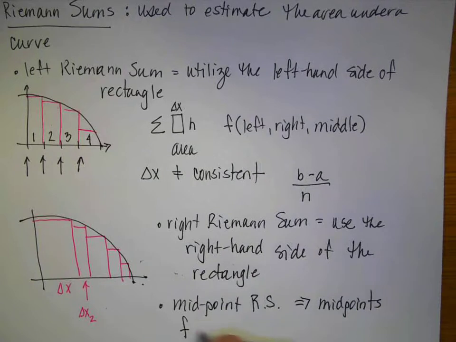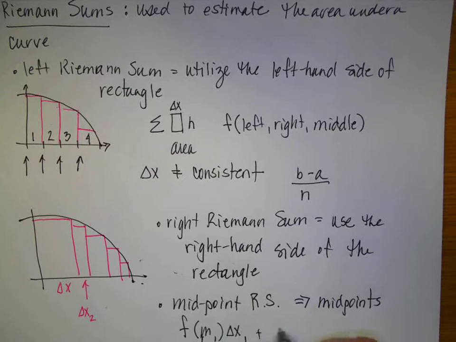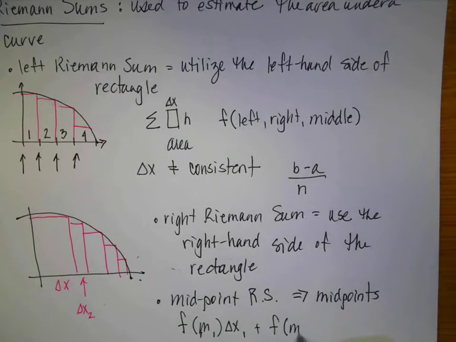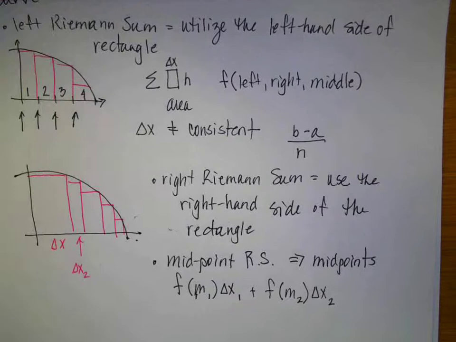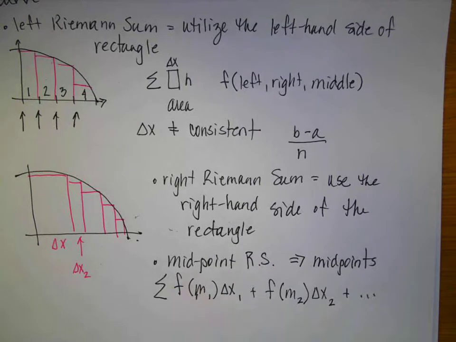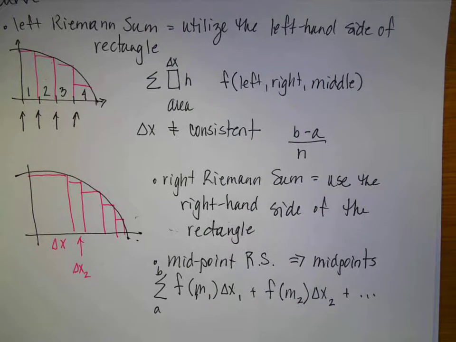And again, these are the values. So if I evaluated the function at midpoint 1 and then I multiplied it by delta x 1, and then I found the y value of the second midpoint, and I multiplied that by that delta x. If all the delta x's are the same, then I can factor those out, which makes my math a little bit easier. And then plus dot, dot, dot, and then I'm summing from A to B. All right, so that's basically what the Riemann sum is.